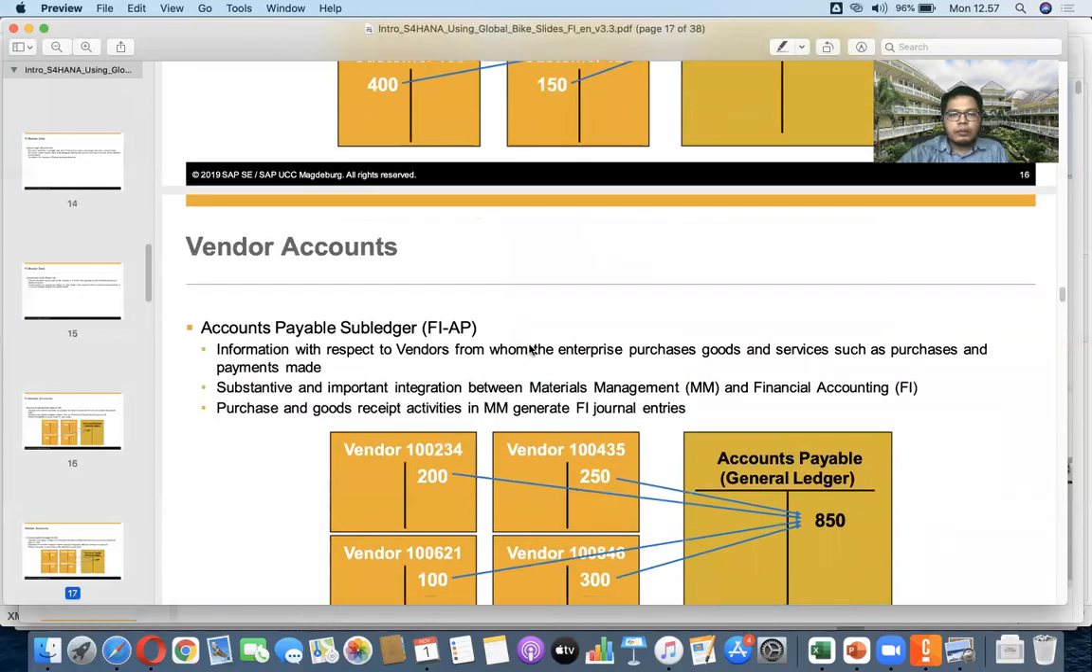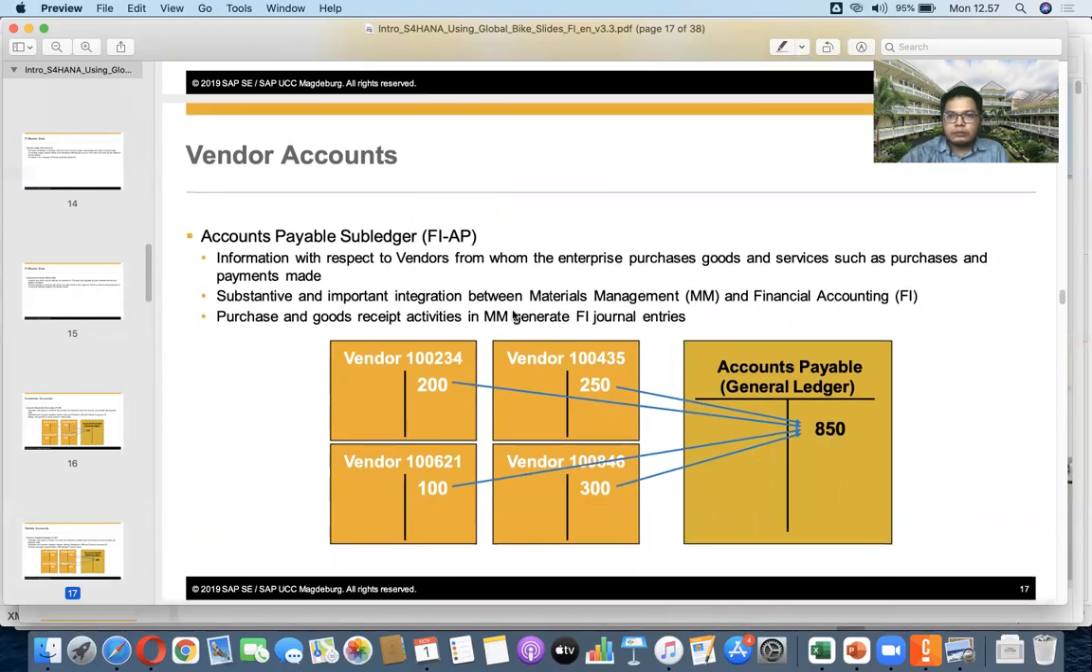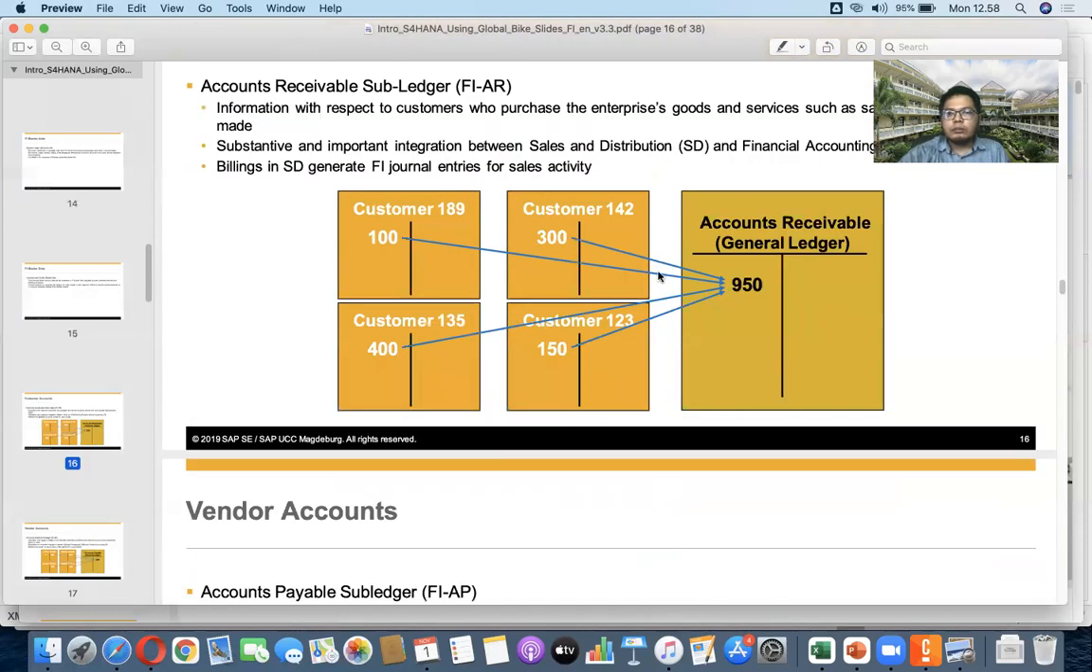Account payable is the information with respect to vendors from whom the enterprise purchases goods and services, such as purchases and payments made. Basically this is the opposite of receivable. This is something that we bought from our vendor or supplier but have not yet paid. So you can see these subdivide the general ledger.